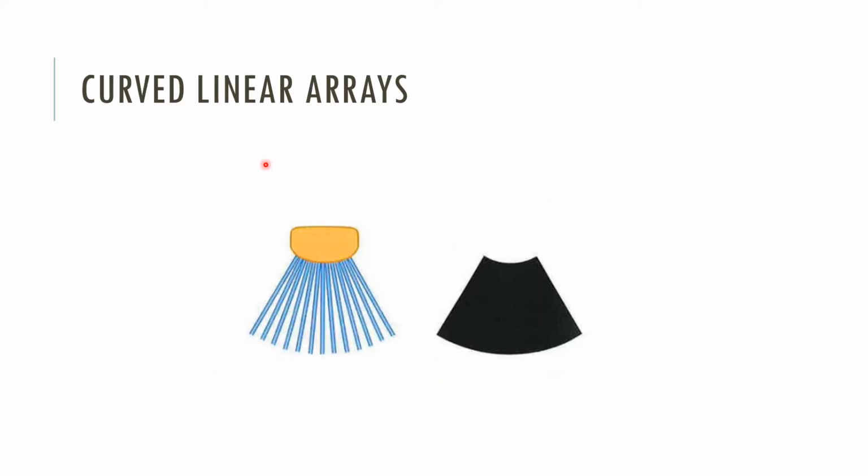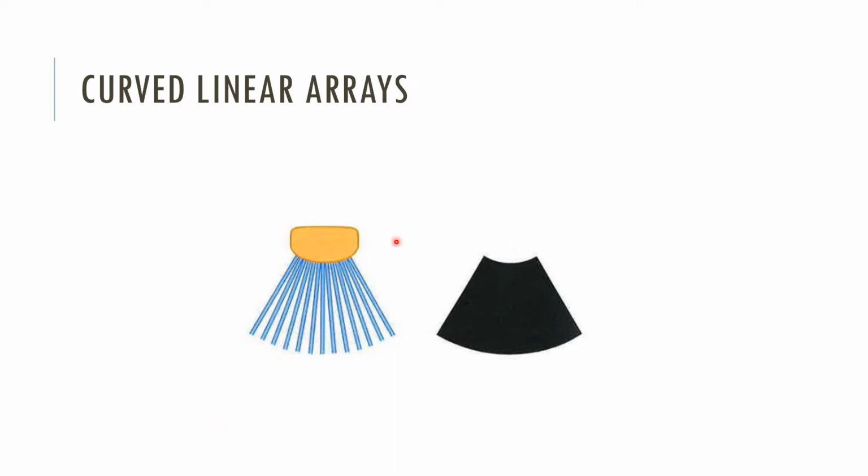Now, same setup as before with linear arrays where we have a sequence of images. But what we can do here is we create a curvature. So we can call this a convex array or a curved linear array. And these are similar because we group our piezoelectric elements into groups of 10, 20, whatever it is that we choose, and we emit them into the patient.